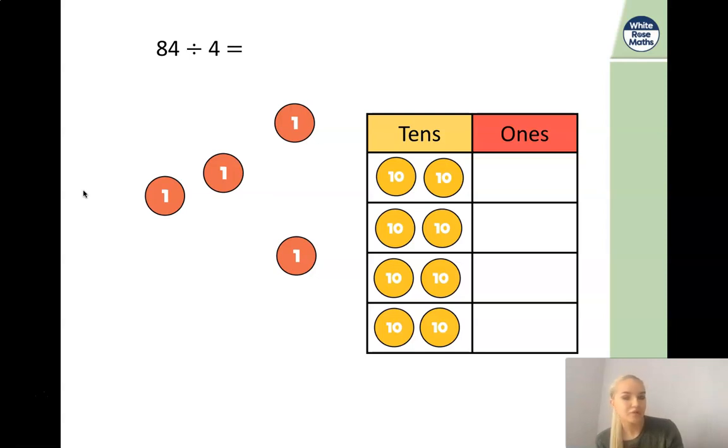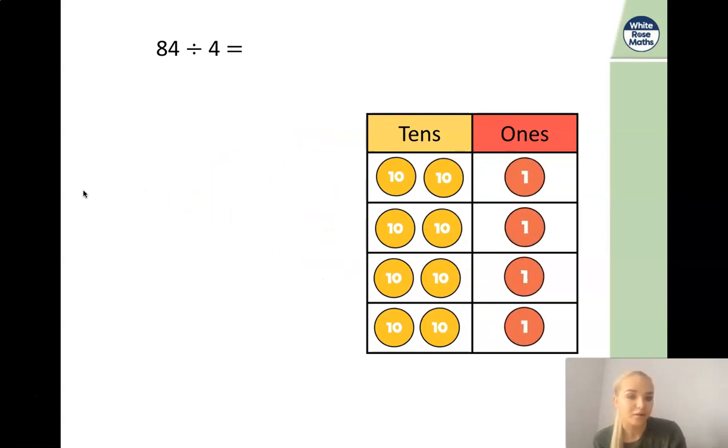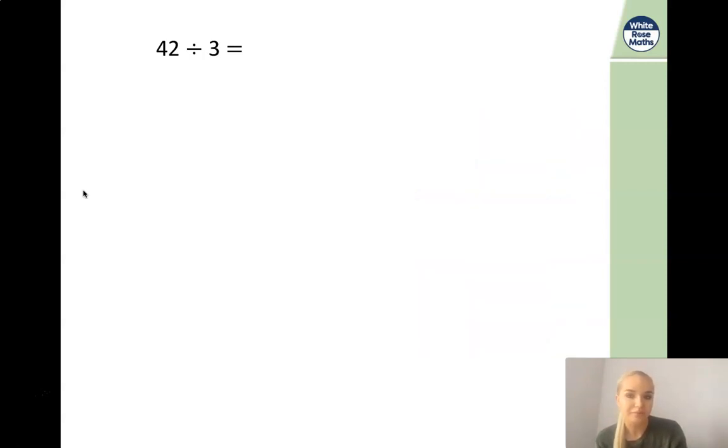And we can now see that we've used all of our tens. We don't have any left over. We have 2 tens in each row. So now we can pop our ones in each box, and we can see that we have 1 one in each box. We can then count one of our rows, so we have 2 tens and 1 one, which is the same as 21. So 84 divided by 4 is 21. Well done if you got that right.